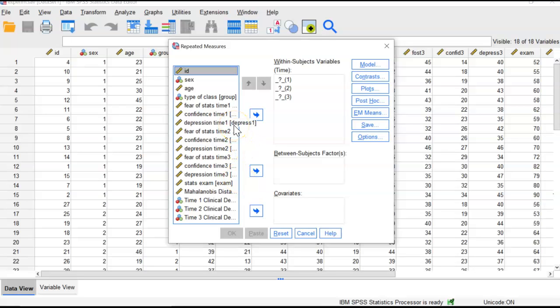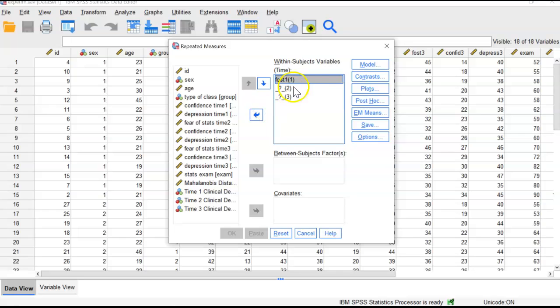So the within subject variable, again, it's still time. We need to tell it where to find it in the data set. So we want to look at fear of statistics. So time 1, you put that over, goes into the 1 box. Then you need to find fear of stats time 2. And you need to find fear of stats time 3.